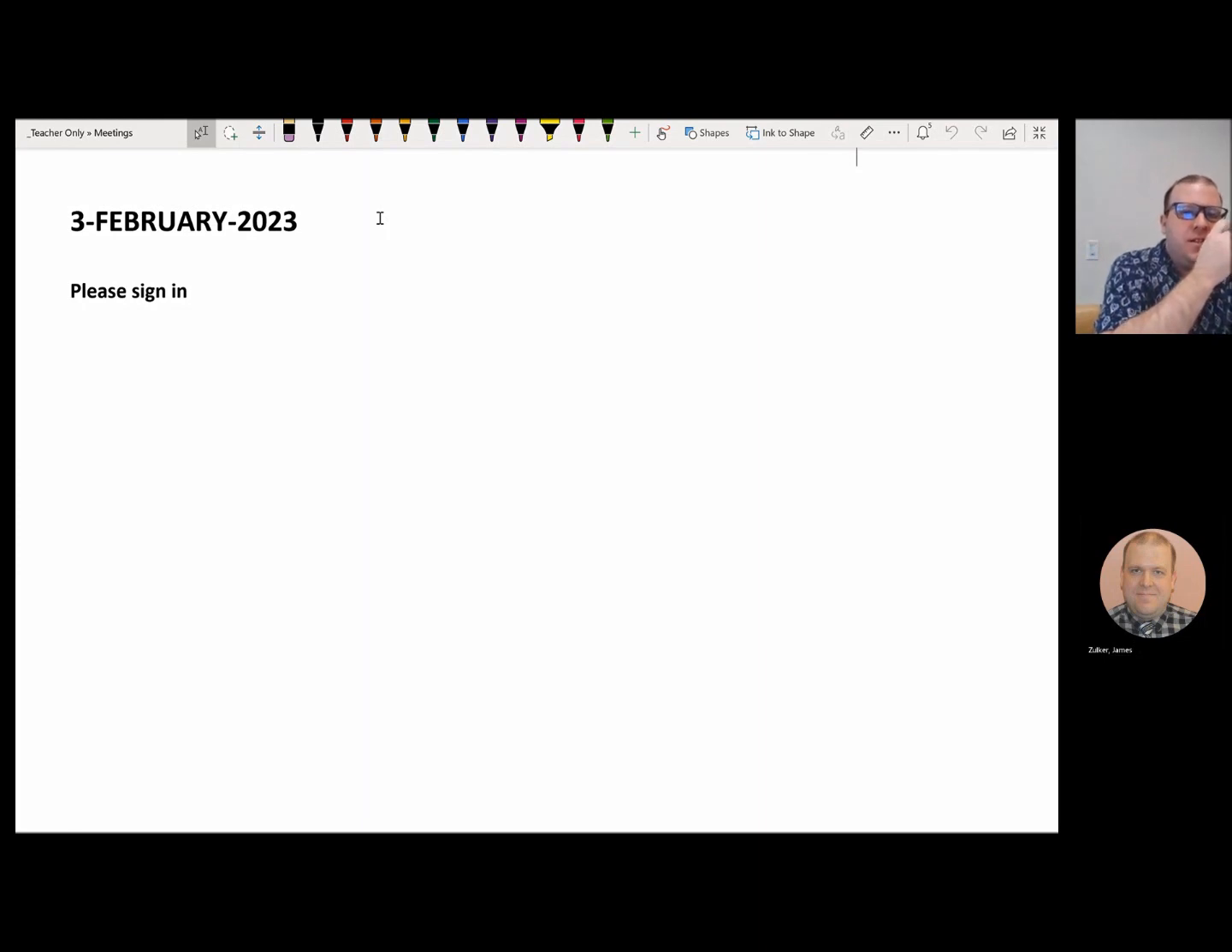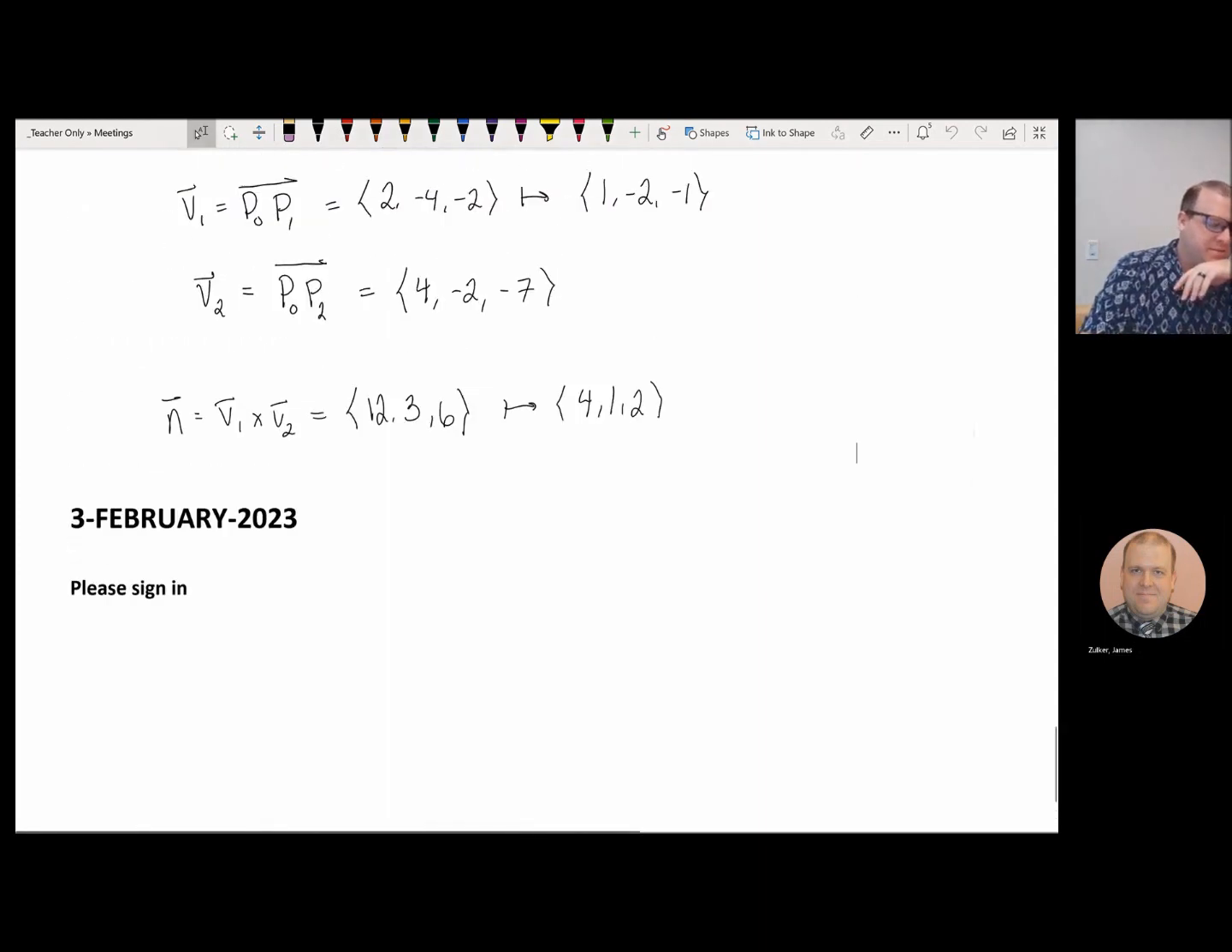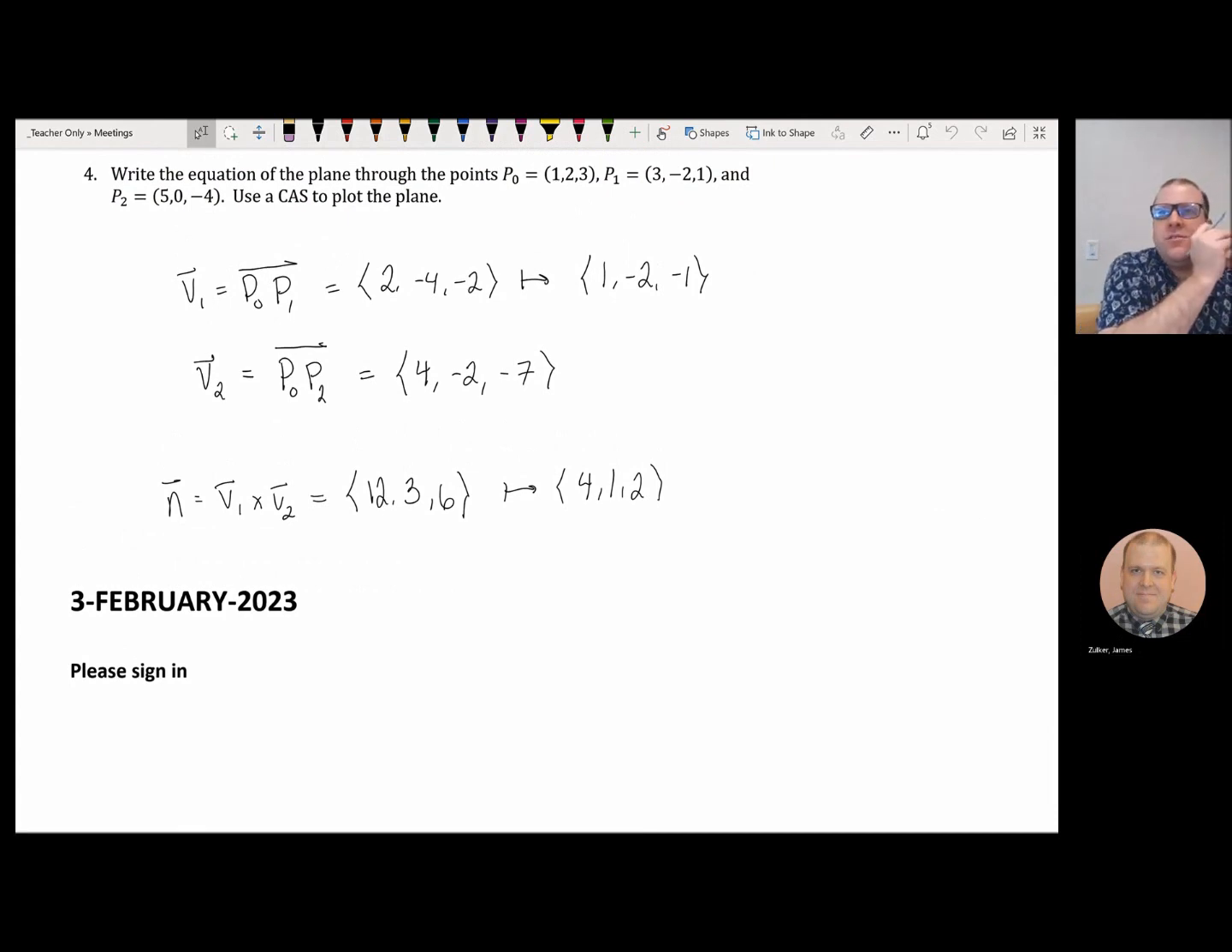Finishing up. I think we stopped halfway through problem number 4. So we found the normal vector for the plane. All that's left to do now is find the equation. We have the normal vector, and we have 3 points to choose from. It does not matter which point we choose. Let's just use the point 1, 2, 3 again.